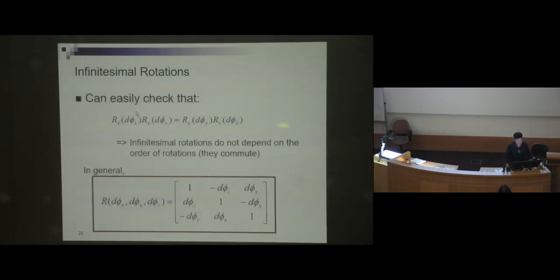So you can check that Rx of a very small angle and Ry of a very small angle is essentially the same as if you multiply the Ry of a very small angle with the Rx of a very small angle. So it means that the rotation will not depend on the order of rotations. So they are commutative. The rotation matrix of the very small rotation about the x, y, and z itself is given over here. If you look at this matrix again, this is a skew symmetric matrix.